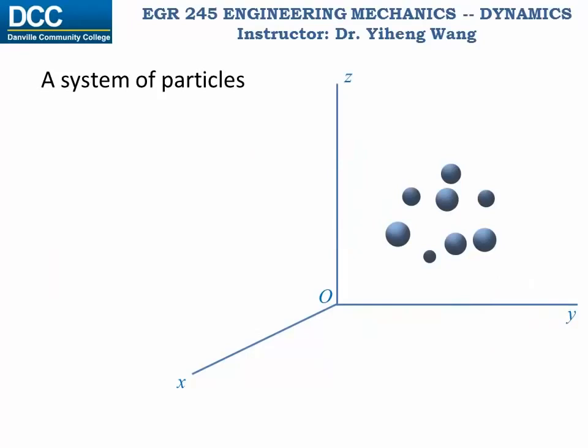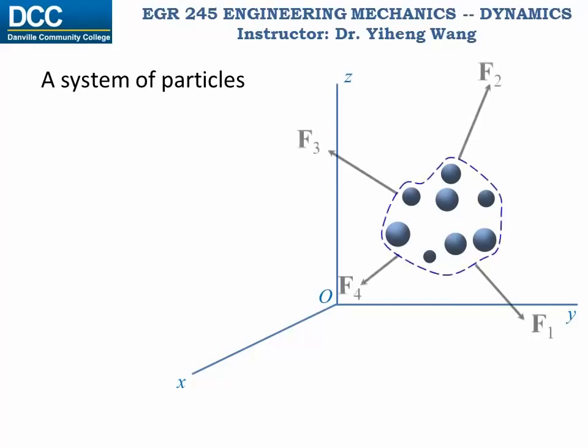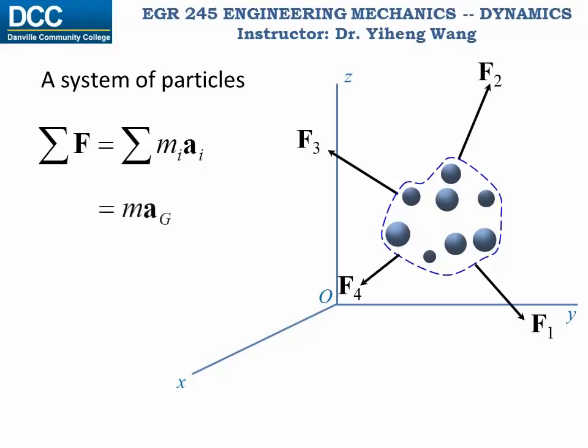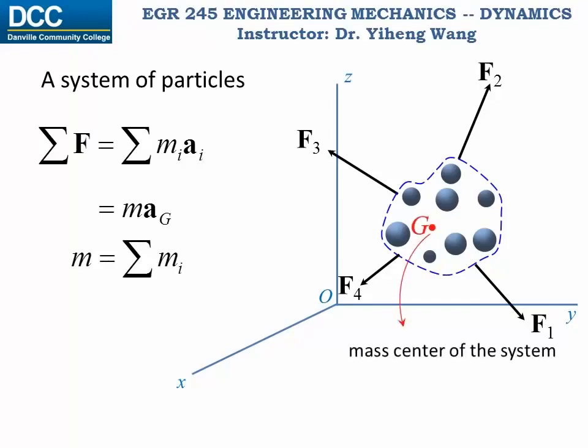The equation of motion can also be applied to a system of particles. When you draw the free body diagram of a system, make sure you only include forces that are external to this entire system. Do not include any internal forces between the objects. Then the equation of motion can be written as the total external forces equal to the summation of mi, being the mass of each individual element in the system, times ai, its acceleration. And this can be summarized into m times ag, with m being the total mass of the system, and ag is the acceleration of a point located at the mass center of the system.